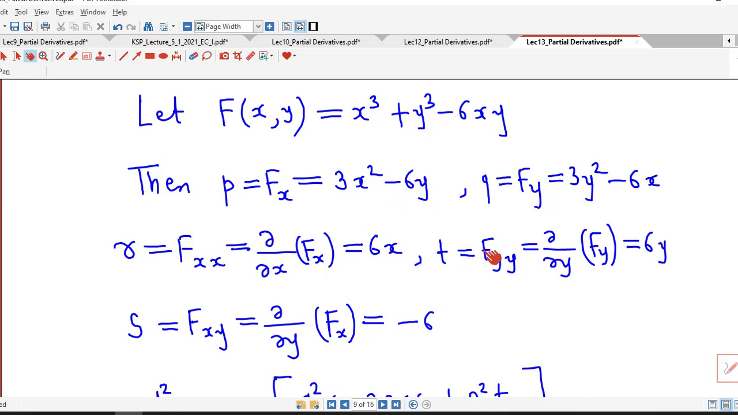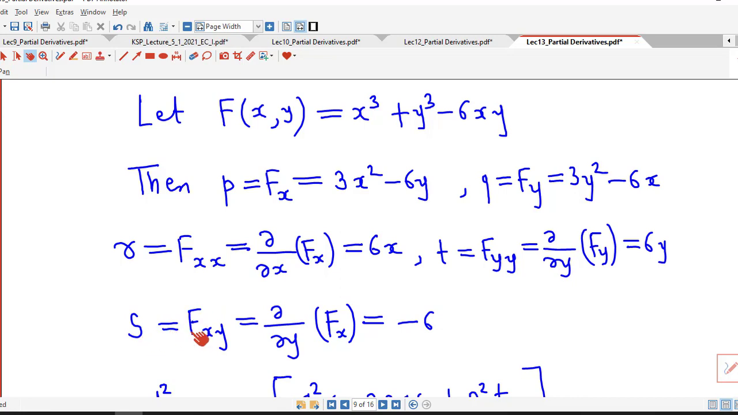t equal to del square f by del y square, which is nothing but partial derivative of del f by del y with respect to y. So here we consider x as constant, and derivative of 3y square is 3 into 2y, which is 6y.